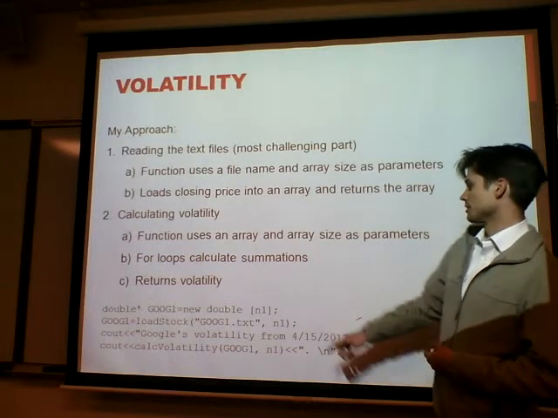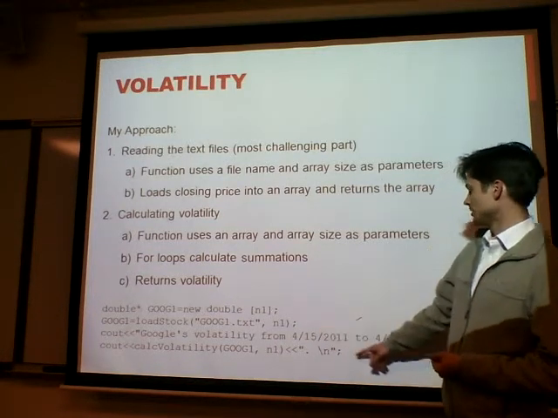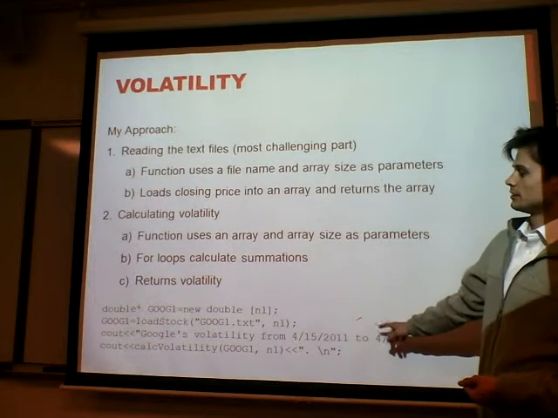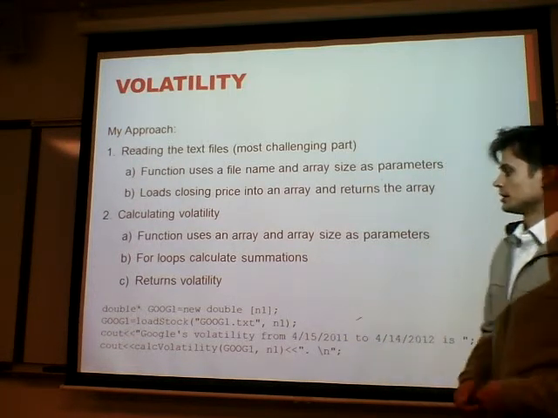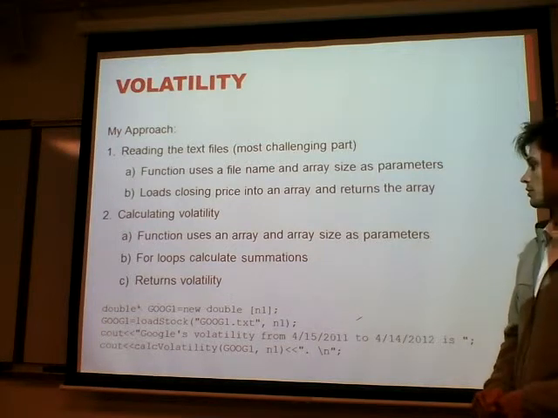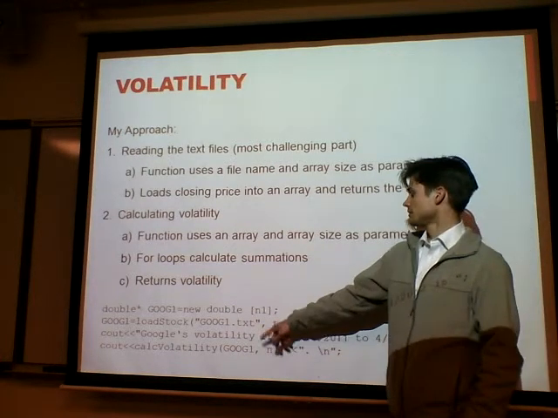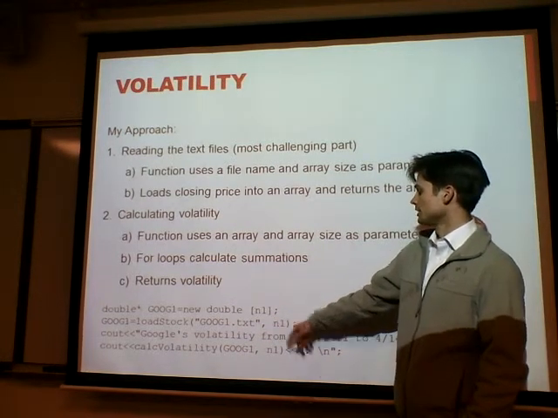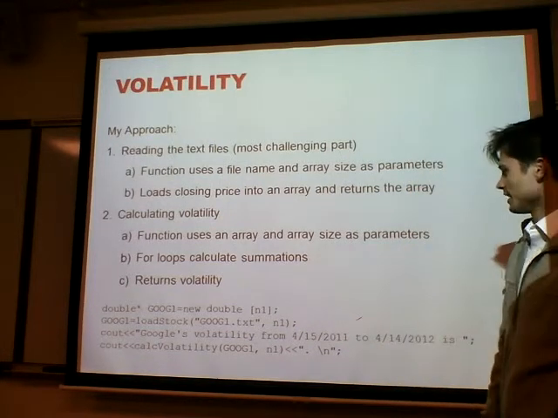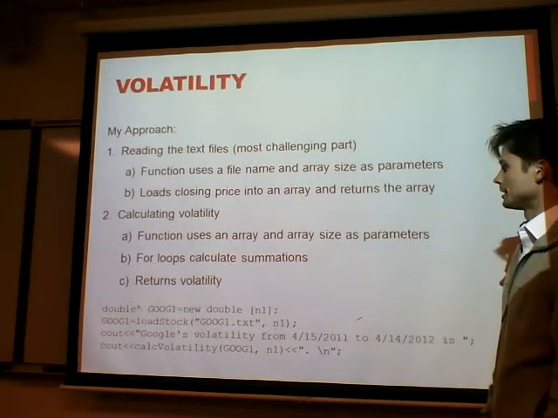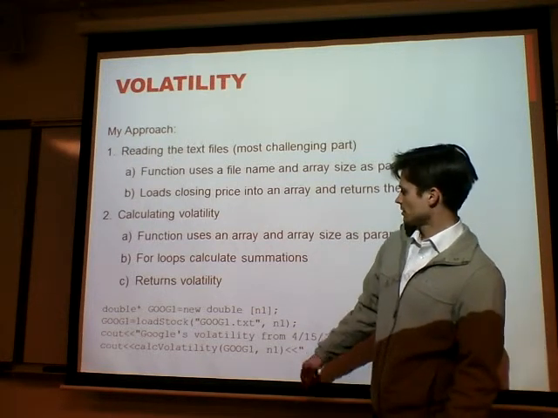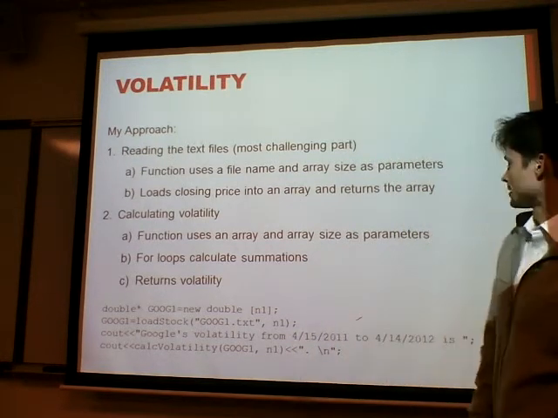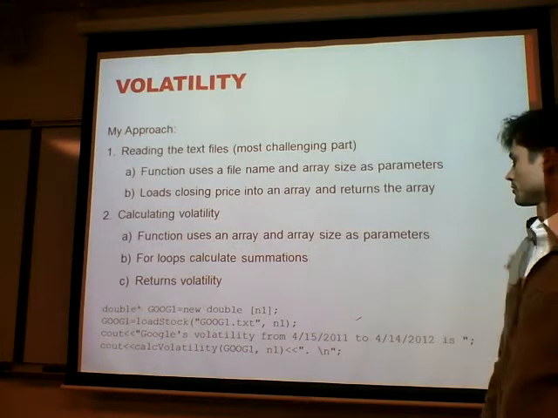So here I have my function. This is a little snippet of one of my code. This is where I call my load stock function, which will read this text file and create an array of size n1, and it will return this array for the closing prices for Google.